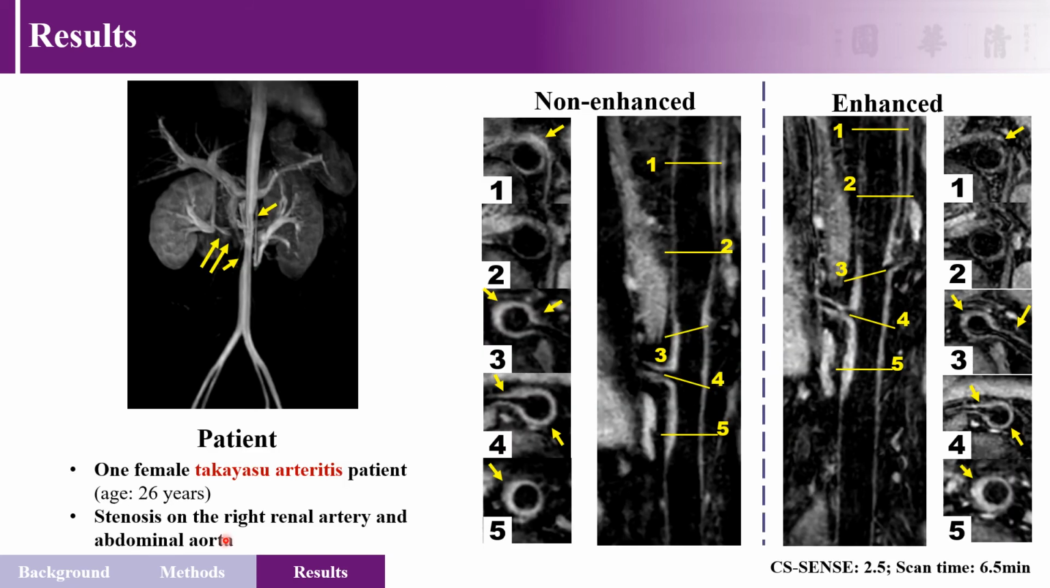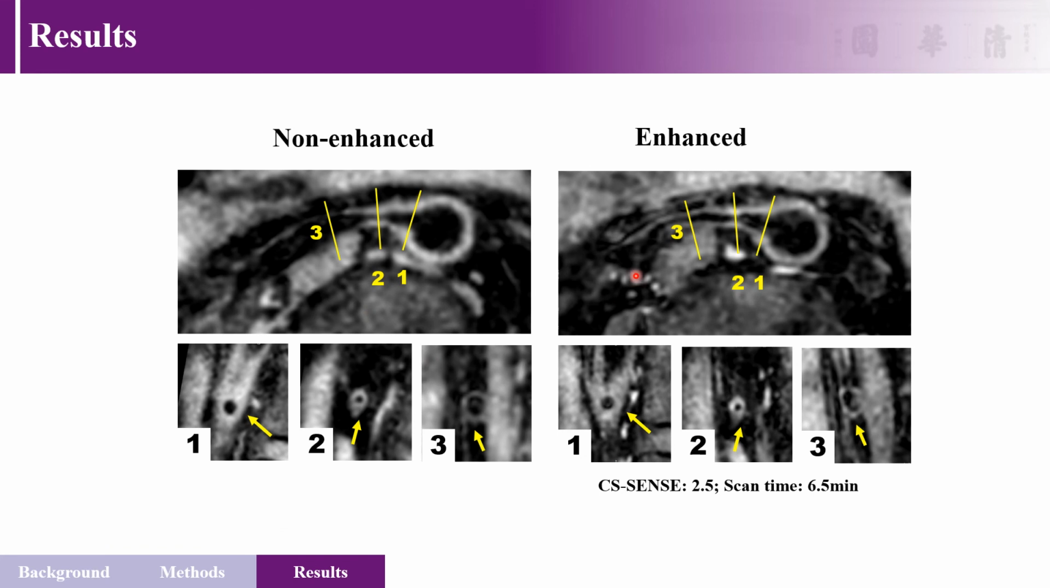And here is the result of one Takayasu arteritis patient. The stenosis on the right renal artery and abdominal aorta could be seen clearly on the CE-MRI image. And here are the results of the vessel wall imaging of the abdominal aorta and right renal artery. The stenosis could be seen clearly.